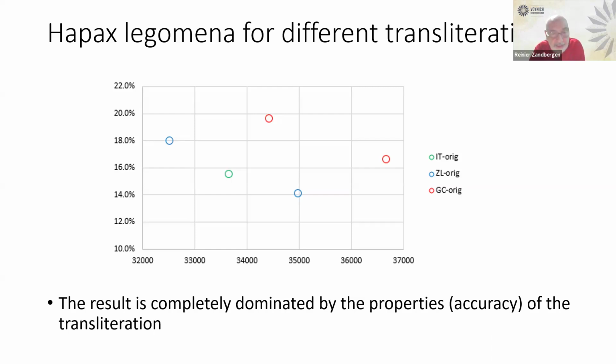And the main takeaway here is that the number can vary anywhere between 14% and 20%. So it's really all over the place, depending on which file one uses and which option of interpreting spaces one uses. So here we see that this statistical result is completely dominated by the accuracy of the transliteration. This is important to keep in mind.